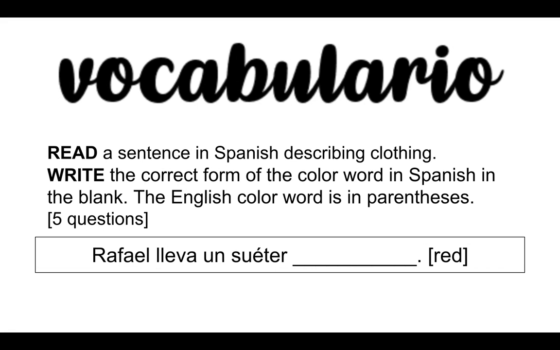In the example, it says, Rafael lleva un suéter blank. We are not describing Rafael, we're describing the sweater he's wearing as red. Suéter is a masculine word, and we are only talking about one sweater, so we need the masculine singular form of red, rojo.